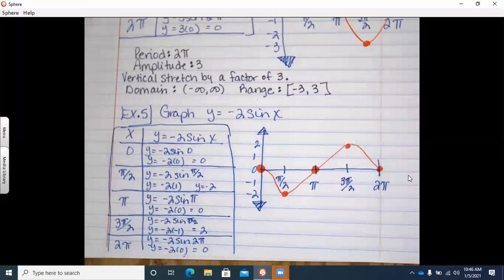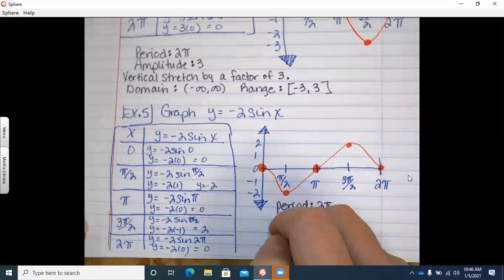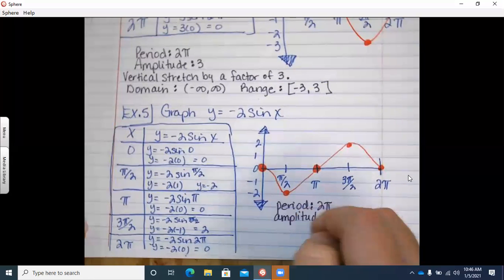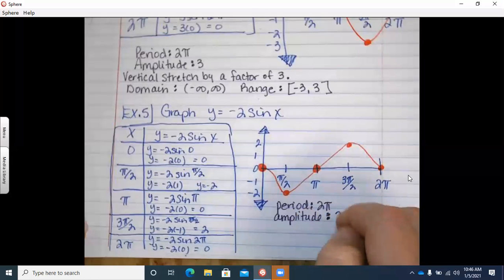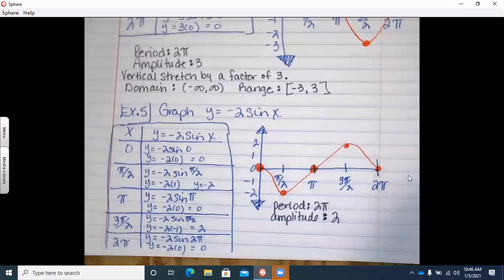So what's the period? 2 pi, it's the length of one cycle, right? What is your amplitude? 2. Remember, amplitude is the absolute value of A. So A is -2, but it's the absolute value of A. And would this be a vertical shrink or a stretch? Stretch by a factor of 2.